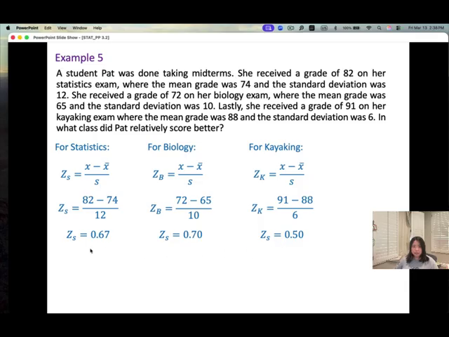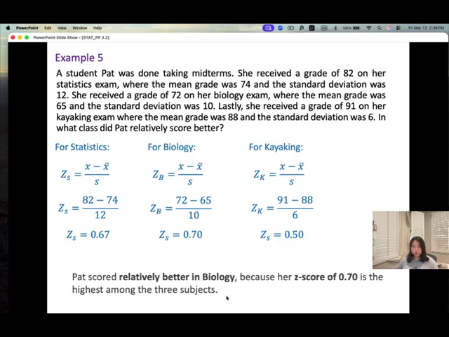So now you find all the z-scores for each subject. You can compare them. Which one is relatively scored better? The highest one should be biology. Okay, so answer the question. So the z-score is telling you how many standard deviations above or below the mean. When you try to compare different sets of data, you could convert them to z-scores and then you could compare them.